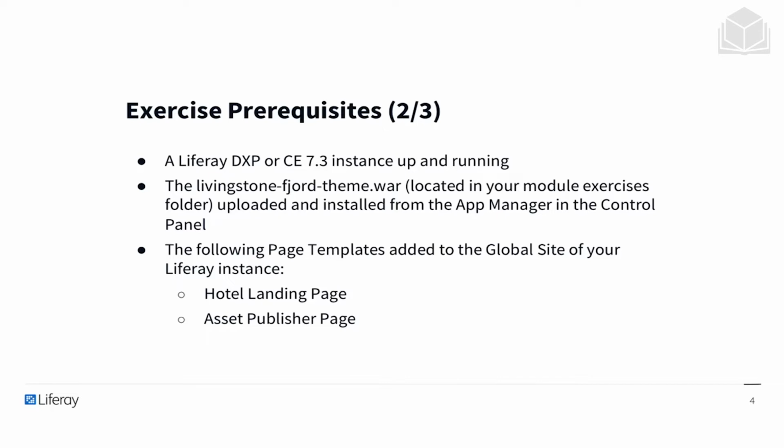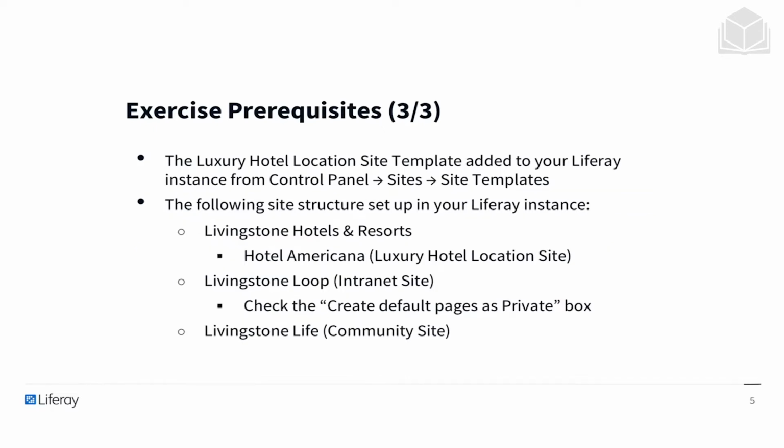Additionally, we'll need to add the hotel landing page and asset publisher page templates to the global site of our Liferay instance. We'll also need the luxury hotel location site template added to our Liferay instance from control panel, sites, and site templates. Finally, we should have the following site structure set up. Under Livingstone Hotels and Resorts, we should have Hotel Americana, which makes use of our luxury hotel location site template. We should also have our employee intranet, Livingstone Loop, which makes use of the intranet site template. Lastly, we should have Livingstone Life, which makes use of the Blink site template.